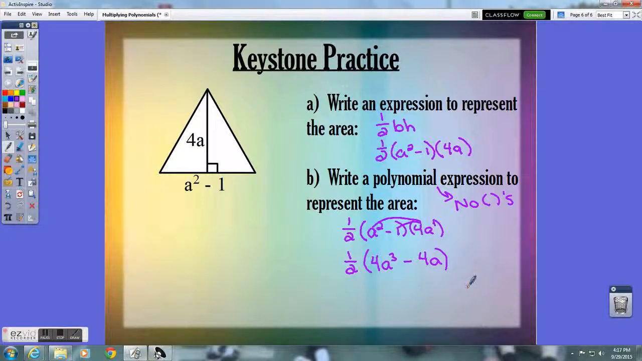And now at the end I'm going to distribute the 1/2. So half of 4, well that would just give me 2, and the a cubed drops down. And half of -4 would be -2, and the a drops down. Again, there's your polynomial expression.